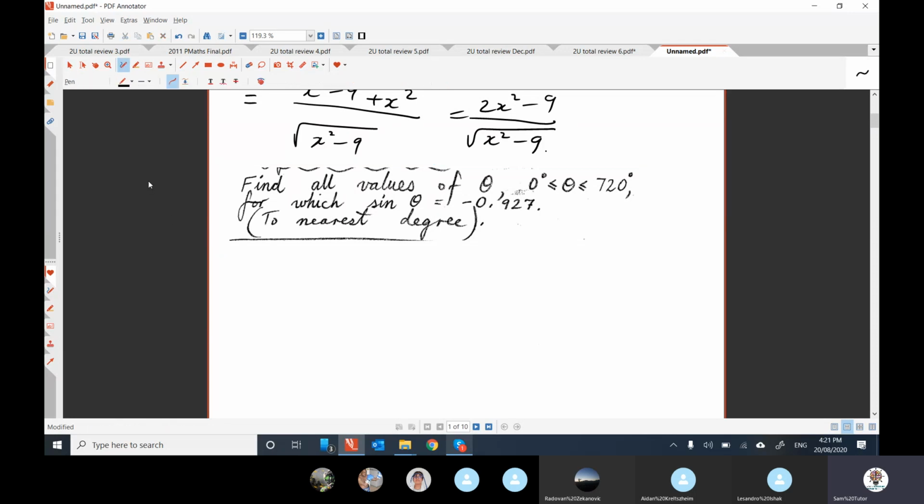Go ahead. Find all values of theta such that theta is now between 0 and 720 degrees. The only students that would be able to get this right are those who have done it my way. For those who have followed the teachers, unfortunately, you probably won't be able to execute it fully, but we'll see. For which sine theta is equal to negative 0.927, we want it to the nearest degree.